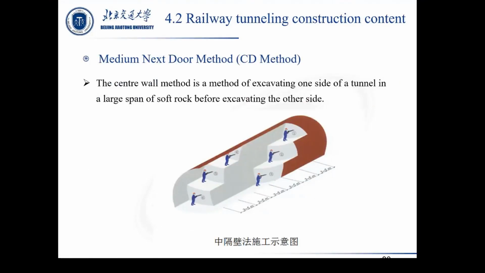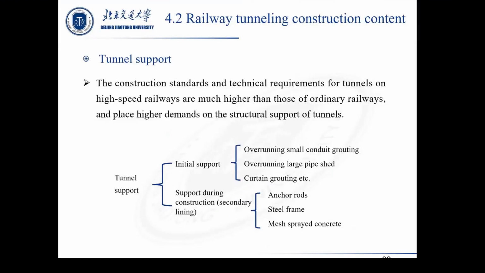And the CD method is a construction method in which one side of the tunnel is excavated and a certain depth is applied before the other side is excavated. The cross-section diagram method is a method of construction in which one or two parts of the tunnel are excavated.